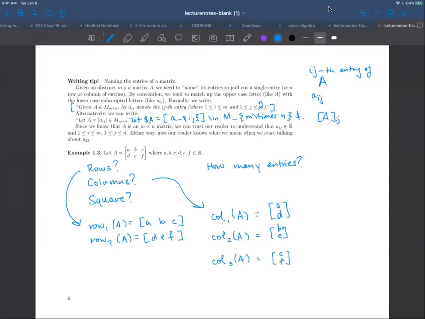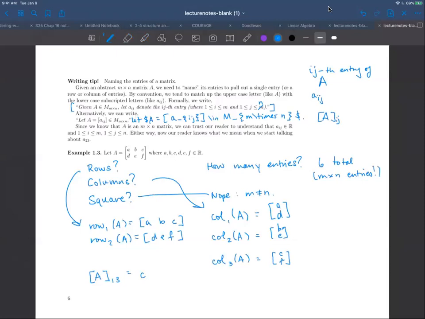It's not square, because I have 2 rows and 3 columns, and to be square, I need the same number of rows and columns. M is not equal to N. And finally, if I wanted to pull out an entry, like let's say the 1, 3 entry, I would look in the first row, the third column, and I'd get the real number C there. So that's how we work with our matrices. How many entries does it have? It has 6 total. And it has M times N entries.